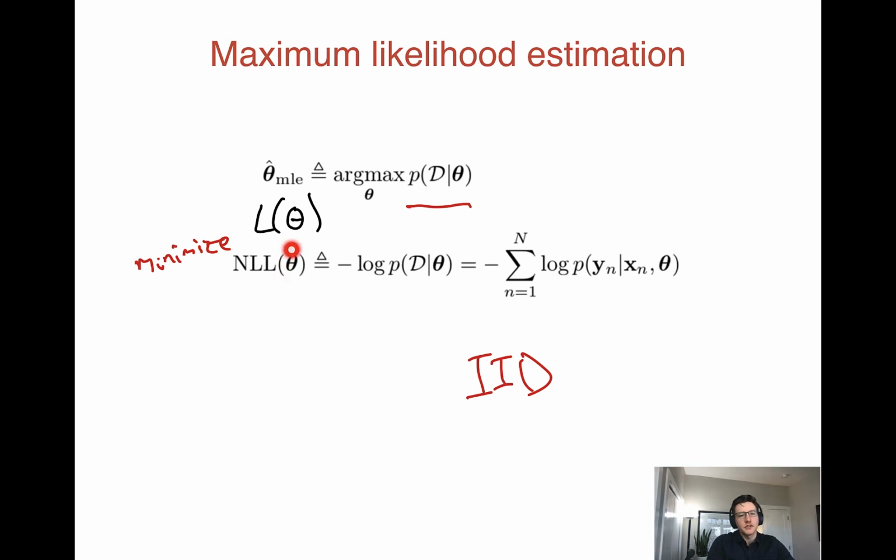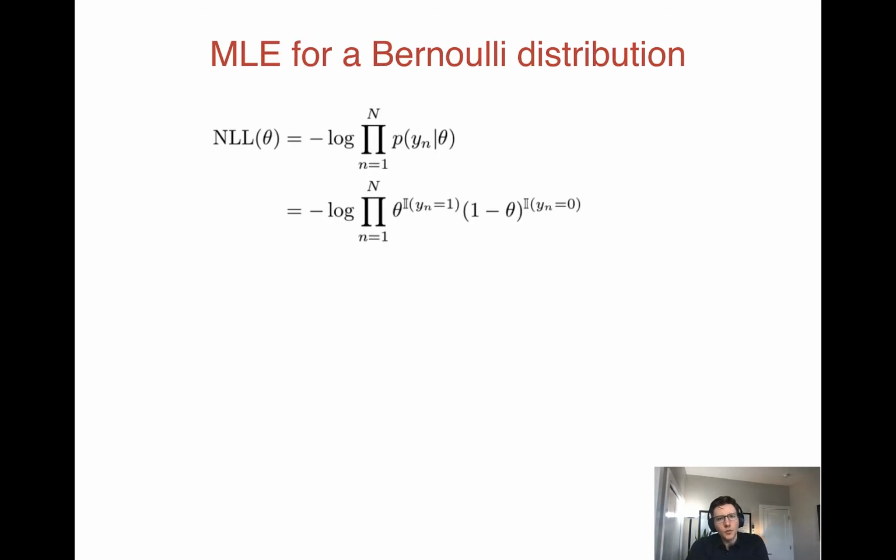But either one works. This is just a convention to use negative log likelihood. Okay, we're going to get a bunch of practice finding the MLE on a lot of different probabilistic models. So we're going to start with a Bernoulli distribution.